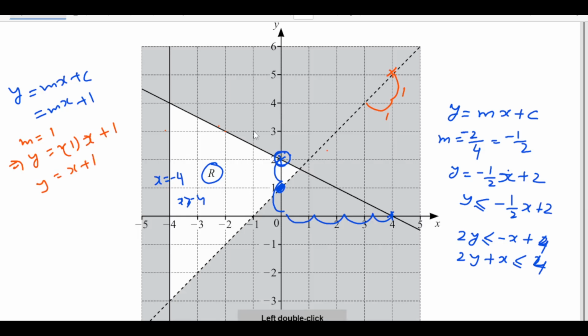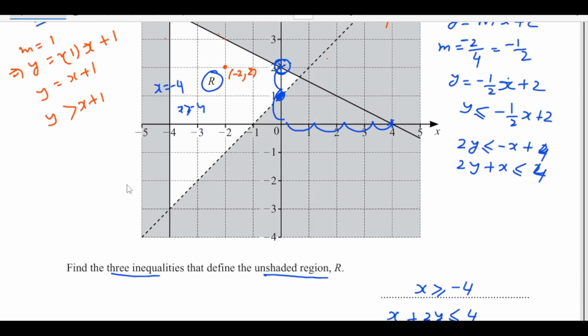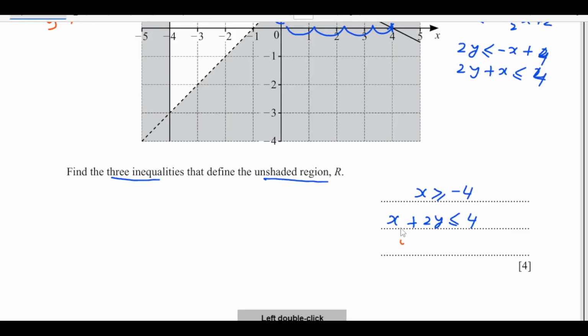Now the points above the line are shaded, so the region is down there. Let's say we have this point here. Its coordinates are x equals negative 2 and y equals 2. You can see the y coordinate is greater than the x coordinate plus 1. So this is going to be y greater than x plus 1. So that's the equation, y equals x plus 1.